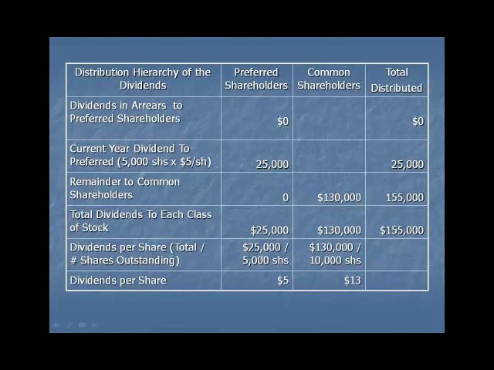Now, if we do the per share calculation again, $25,000 total going to preferred, divided by the 5,000 shares outstanding is $5 per share. Common shareholders now got more. $130,000 in total divided by 10,000 shares is $13 per share.